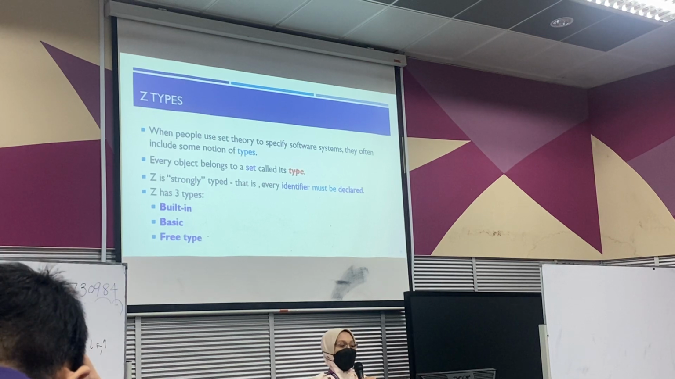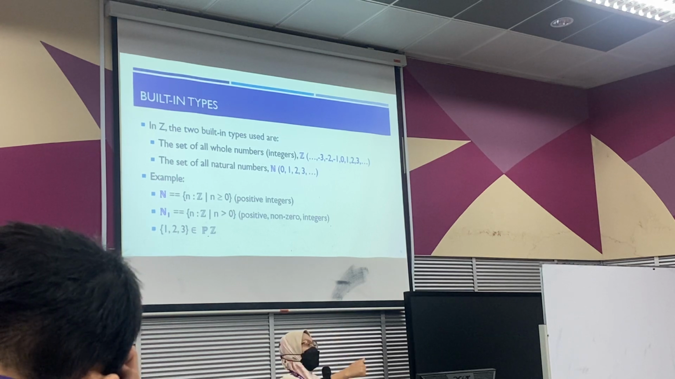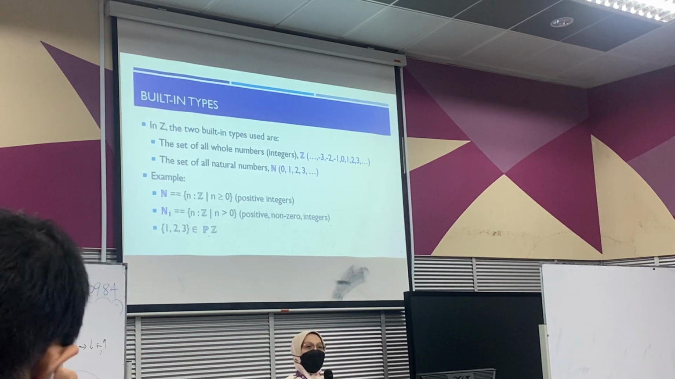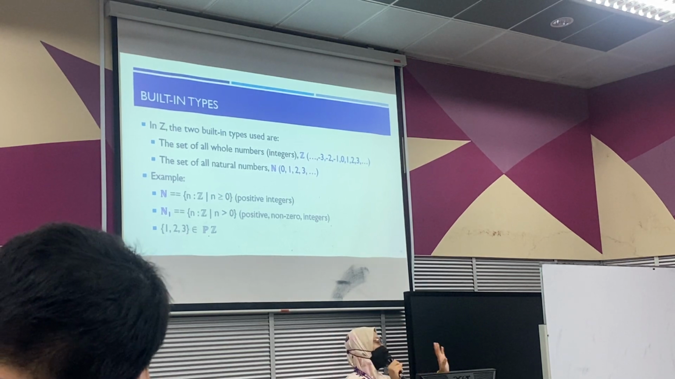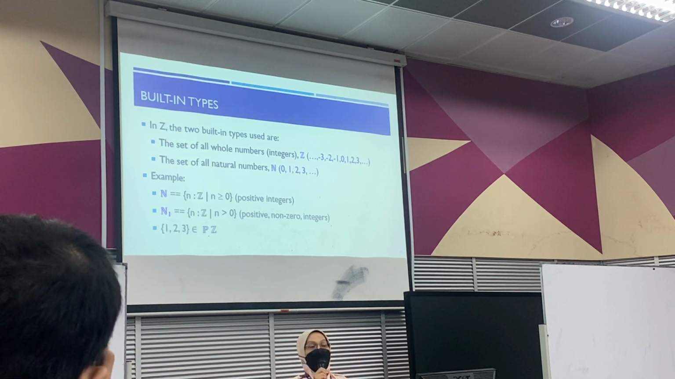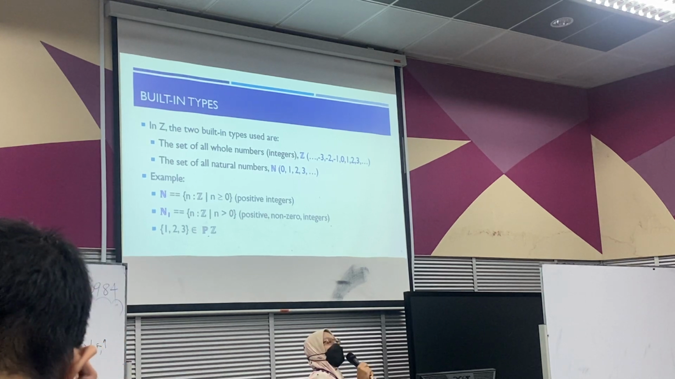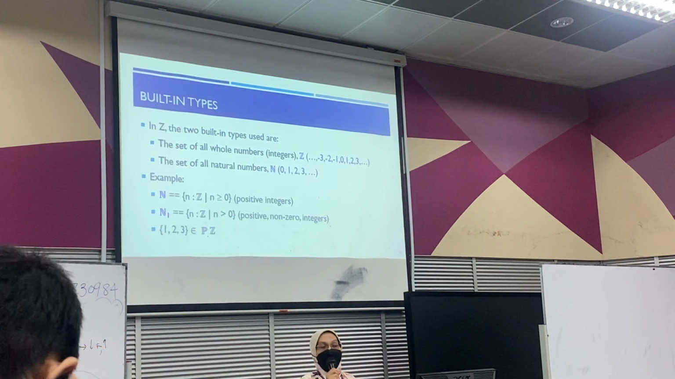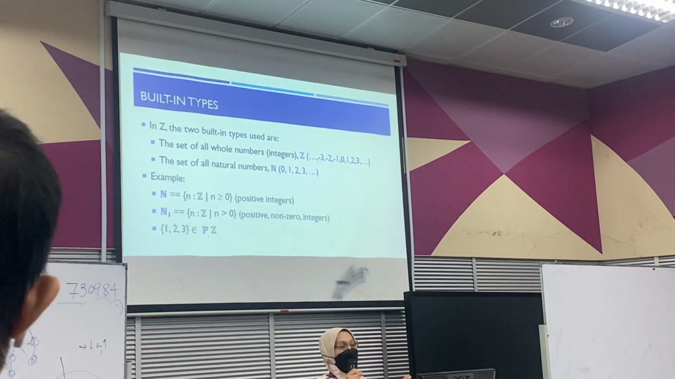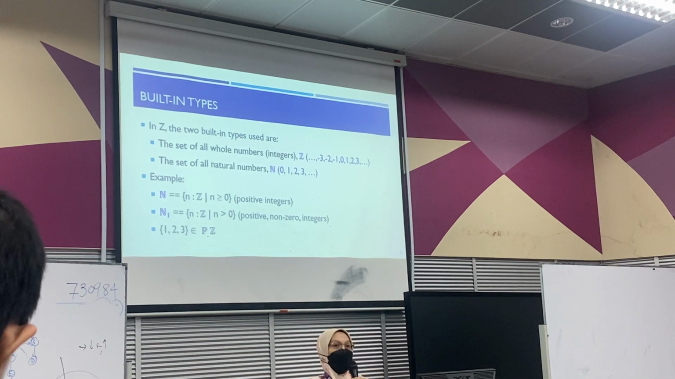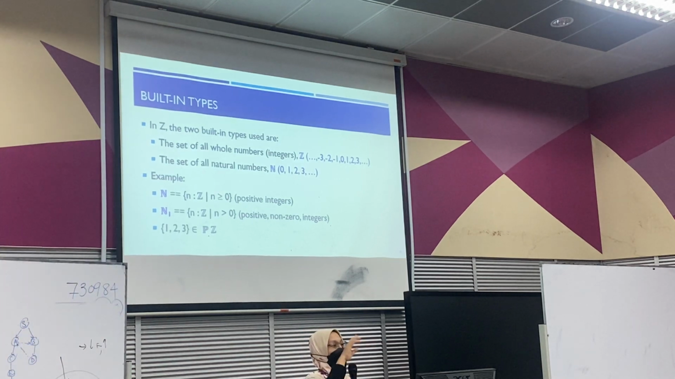Built-in is the one that you have seen before, Z and N only. You can simply use it. No need for you to define what is Z, what is N. You can simply use it in your Z schema. When you simply use it, we call that built-in type. So only Z and N are built-in types for our schema. You don't need to tell others what is Z, what is N. You can straight away use Z or N.